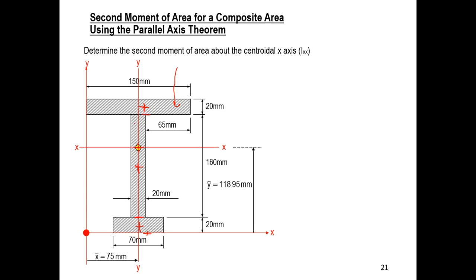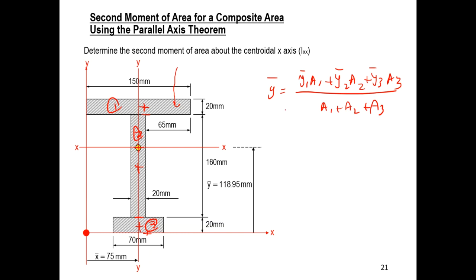So remember, we did that before. For a shape like this, how do I find the center of area? The center of area, I call this y bar, measured from here. So y bar is equal to, this is number 1, this is number 2, this is number 3, y bar 1 times area of 1 plus y bar of 2 multiplied by area of 2 plus y bar of 3 area of 3, divided by A1 plus A2 plus A3, right?